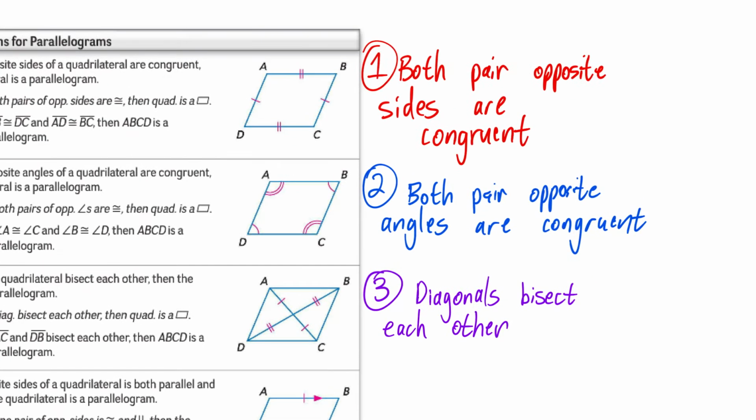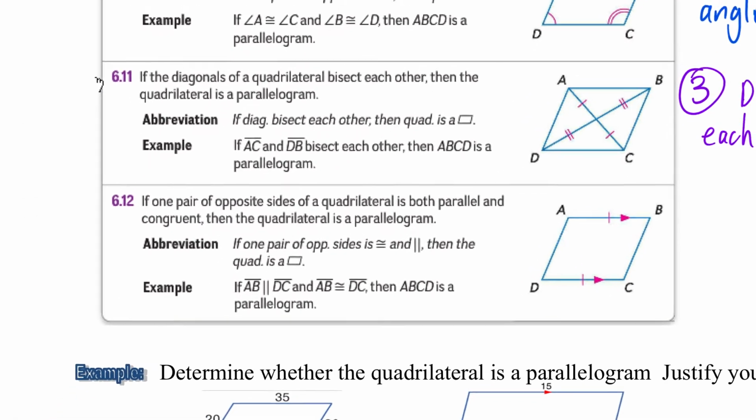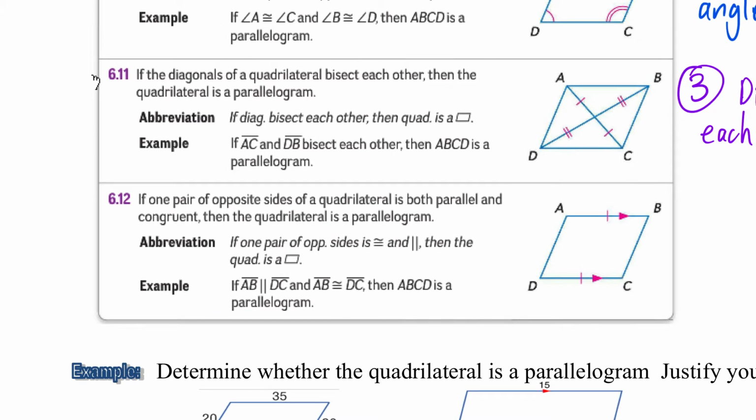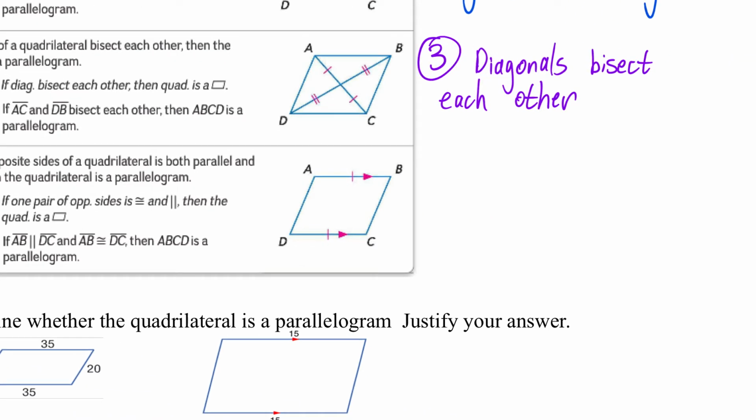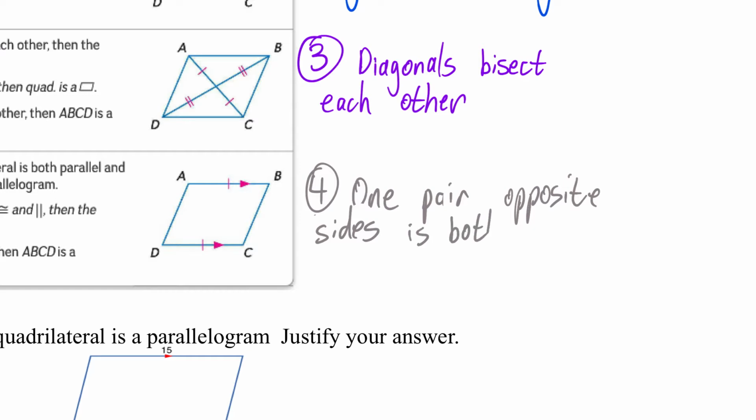This fourth one is not one that we've necessarily talked about. It's nothing too different from what we've been doing, but we haven't really looked at this particular one. So the fourth one is this: if one pair of opposite sides of a quadrilateral is both parallel and congruent, then the quadrilateral is a parallelogram. Okay, so this is our fourth condition. If one pair of opposite sides is both parallel and congruent, then we know that it is a parallelogram.